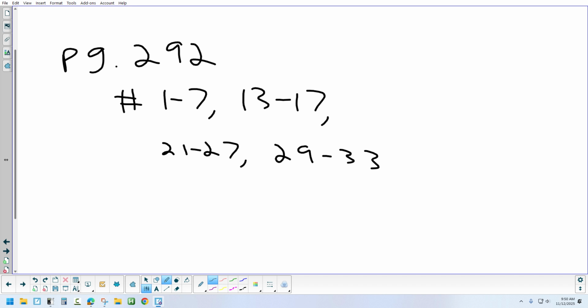1 through 7 is okay. 13 through 17 is fine. 21 to 27 is good. 29 to 33 is what we did not do. And that'll take probably about 10 or 15 minutes to finish tomorrow. And then we'll do part 2. Right, so that's homework for tonight. We'll finish by 4 tomorrow, and then we'll have our first test for quarter 2 on Friday.